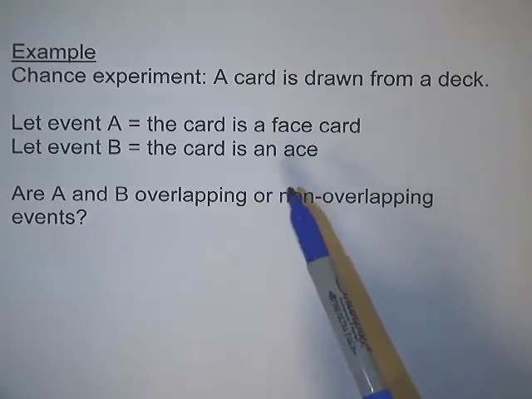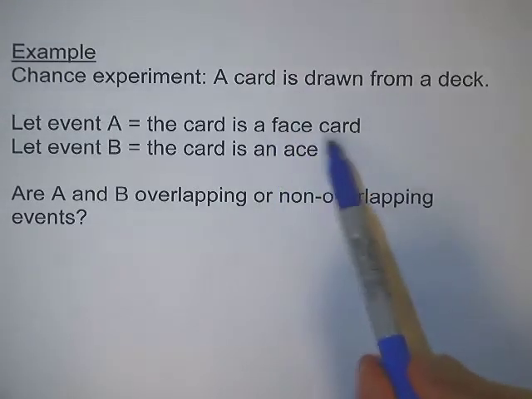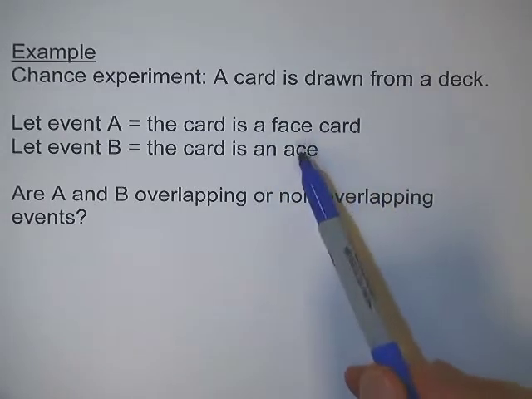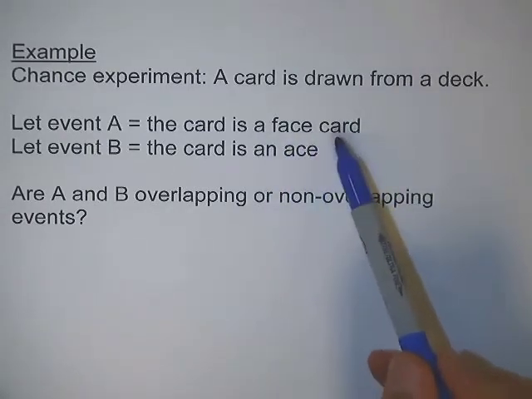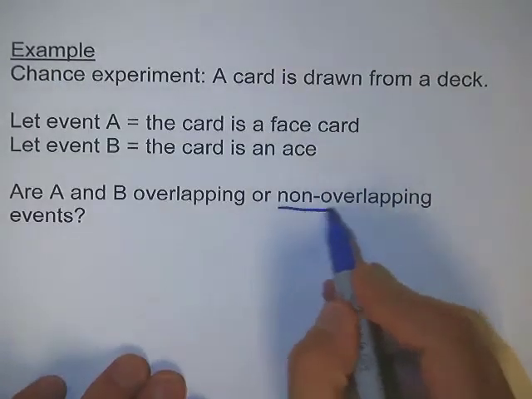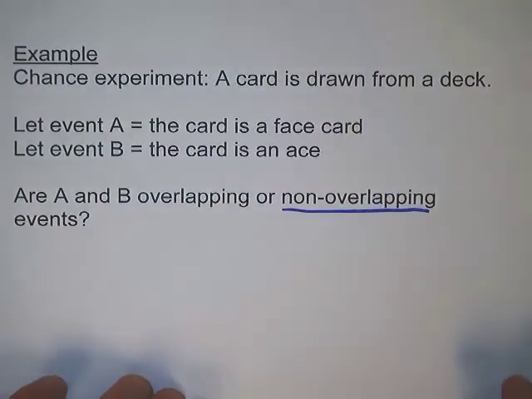In that case, no, you can't. Face cards are jacks, queens, and kings. A face card is not an ace, so there's no way you can get a card that's both a face card and an ace. So what we would say in this case, A and B are non-overlapping events.